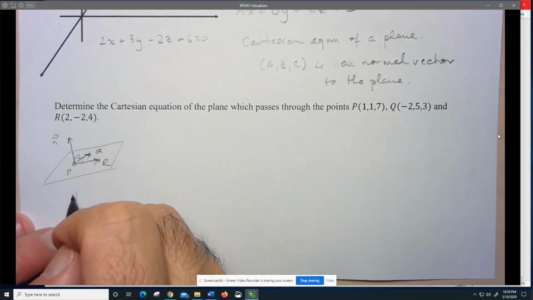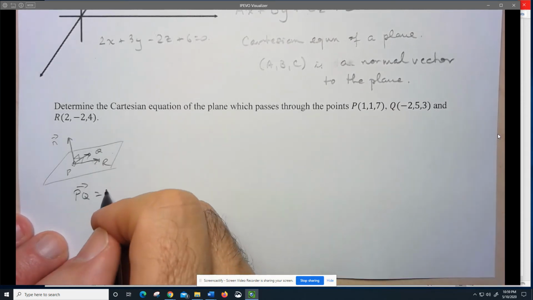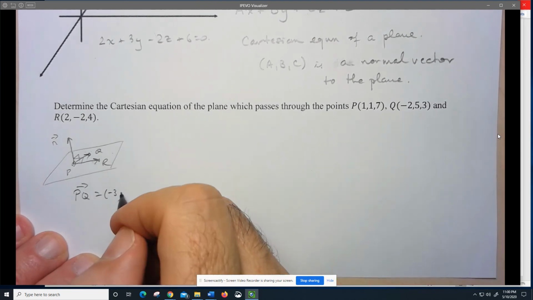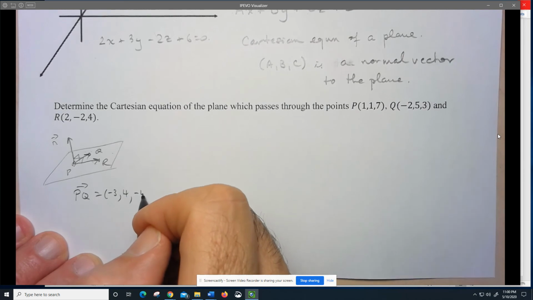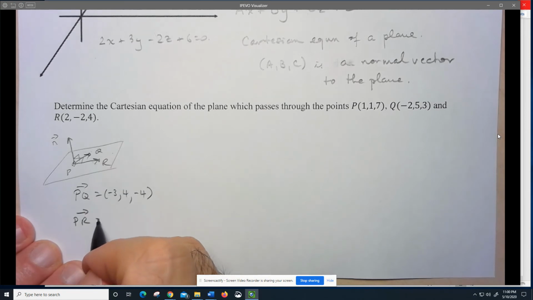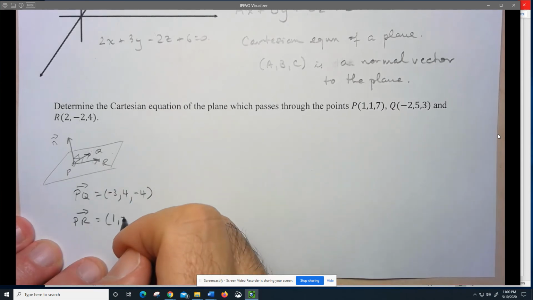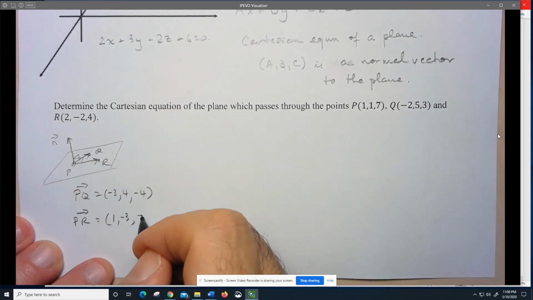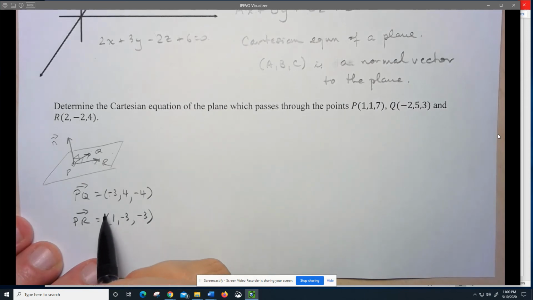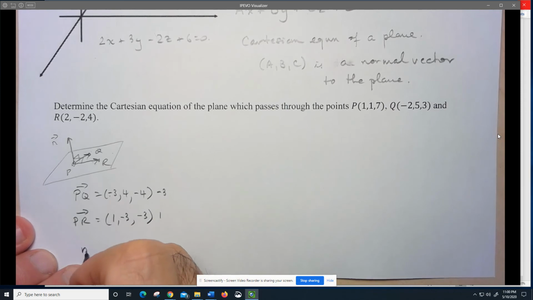So let me again take my vectors PQ. Okay, so what do we have? PQ, so -2 minus 1, -3. 5 minus 1 is 4. 3 minus 7, -4. Okay, and then we'll take the vector QR. Again, I could take any two vectors on the plane. So 2 minus 1 is 1. -2 minus 1 is -3. And 4 minus 7 is -3. And now I just need to take the cross product of these two vectors. So I have them one on top of the other, so -3 and 1. So my normal vector is just going to be the cross product of these two vectors.